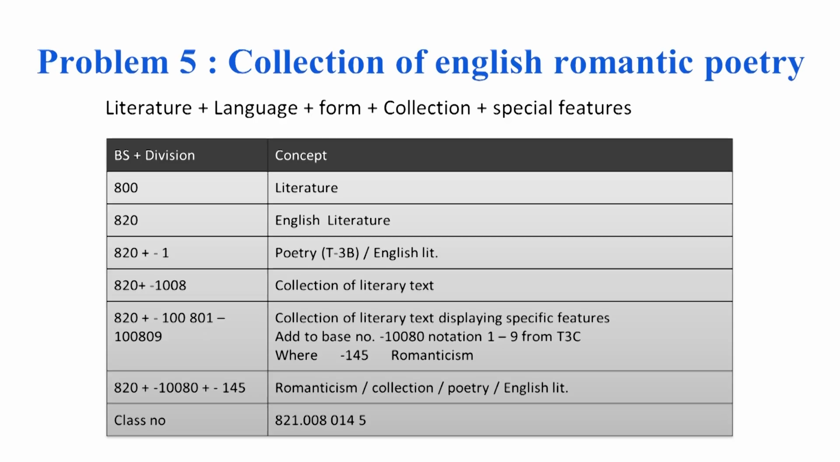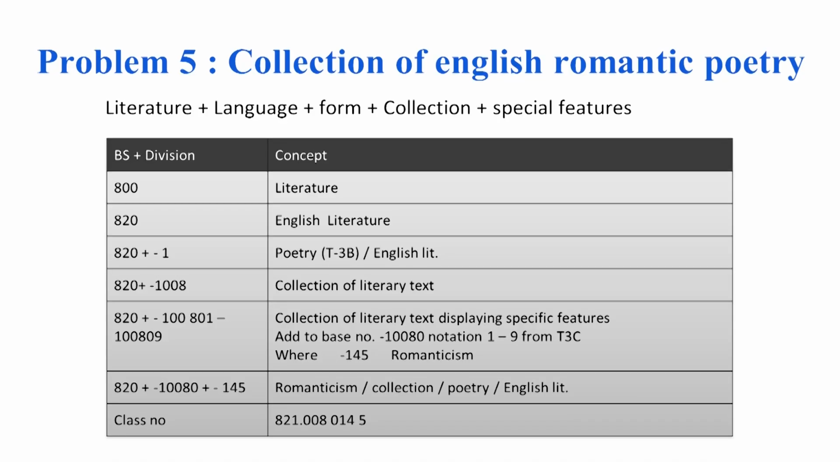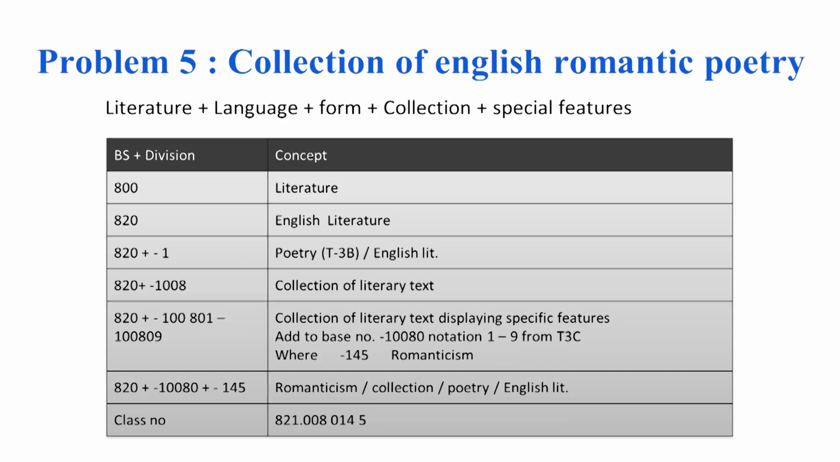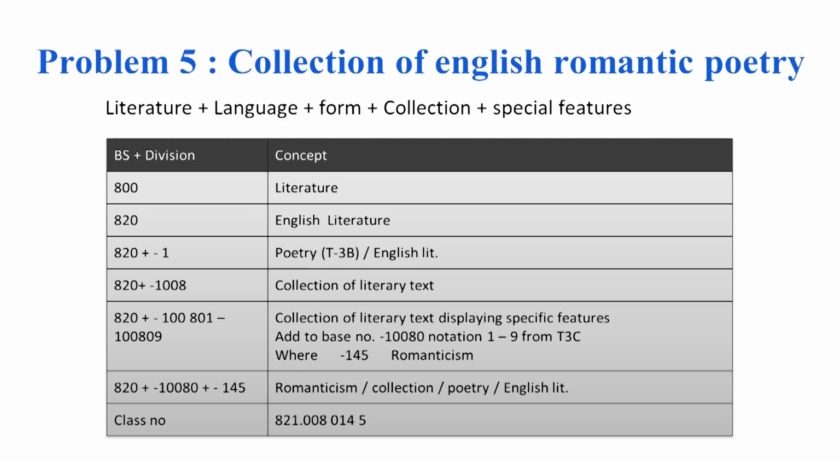It is interesting to note that in case of a particular form of language, that means English poetry, French poetry, German poetry, in such a way, that means literature, language and form, plus 008 for collection will appear, and after 8 a 0 would be there as per instruction. Then we have to add the romanticism or any aspect displaying specific feature notation. Here romanticism is the specific feature displaying matter. So for displaying pattern, romanticism number is 145. So 145 to be added with 10080. So we get the class number.